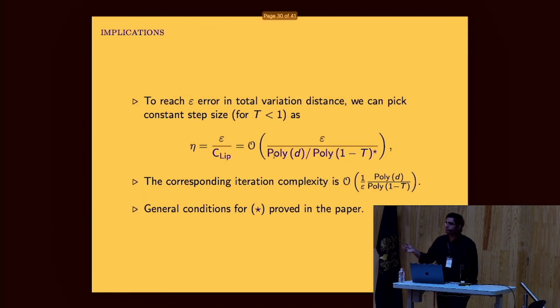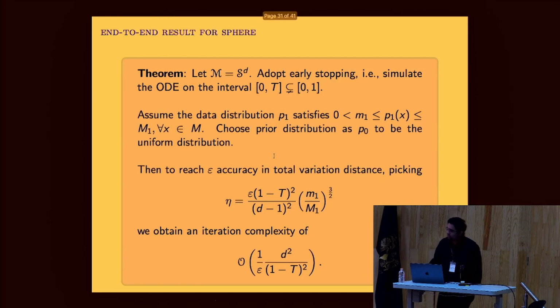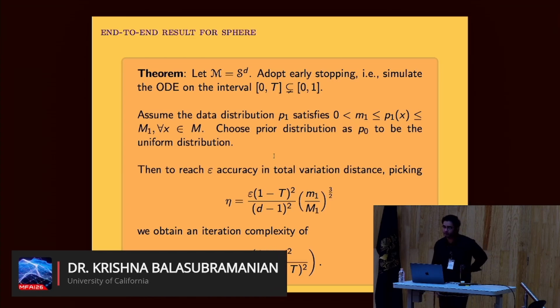While this bound may sound a little abstract, I can provide a more concrete bound in the case of spheres. Suppose that you're working with the d-dimensional hypersphere, and assume that your target density satisfies just this boundedness condition. So it's not a degenerate target, it's lower bounded by m1 and upper bounded by capital M1. And now you see I'm choosing the prior distribution as a uniform distribution, not as a Gaussian distribution, right? So it's already an interesting deviation from the Euclidean setup.